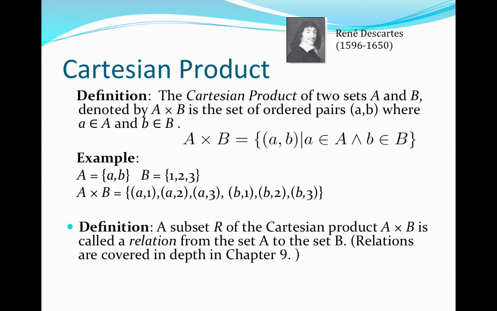We also introduce this notion of a relation. A relation is simply a subset R of the Cartesian product A cross B. So it's just a collection of the elements from the entire Cartesian product. We can take just some of the elements from A cross B, and that forms a relation from the set A to the set B. We will talk specifically about two kinds of relations, functions and sequences, within the next section. And that's about as far as we will go with relations. For more detailed information about relations, you can see Chapter 9 of our textbook, although this chapter will not be covered in the course.